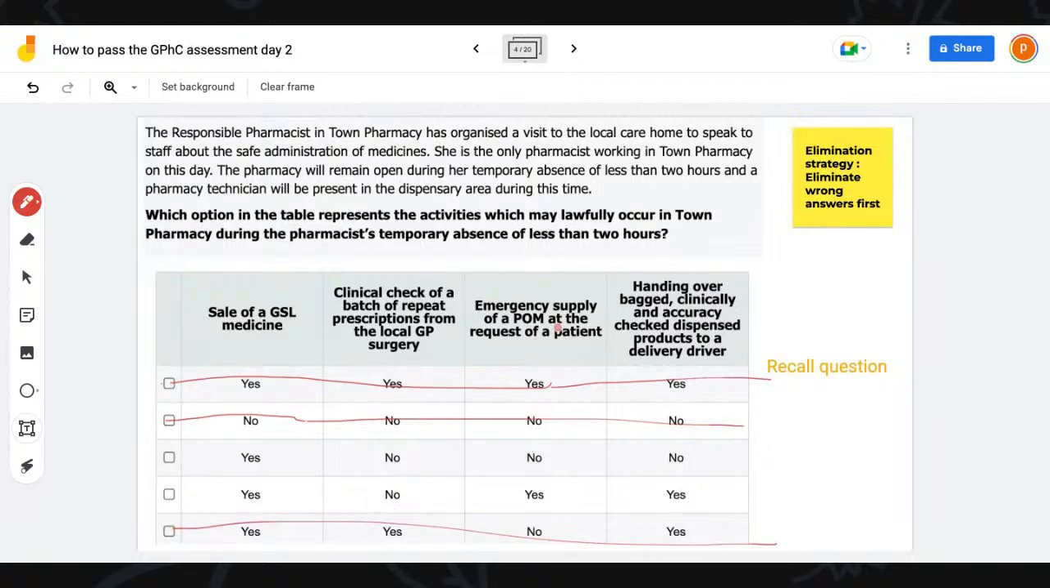So we'll look at the next one, emergency supply. So now we know we're left with two options. It can either be this or this. And we're very confident about this. So emergency supply of a pump at the request of a patient. Can you give an emergency supply to a patient when the pharmacist isn't there? You cannot do that. So an answer that says yes, you can, we need to eliminate the answer.